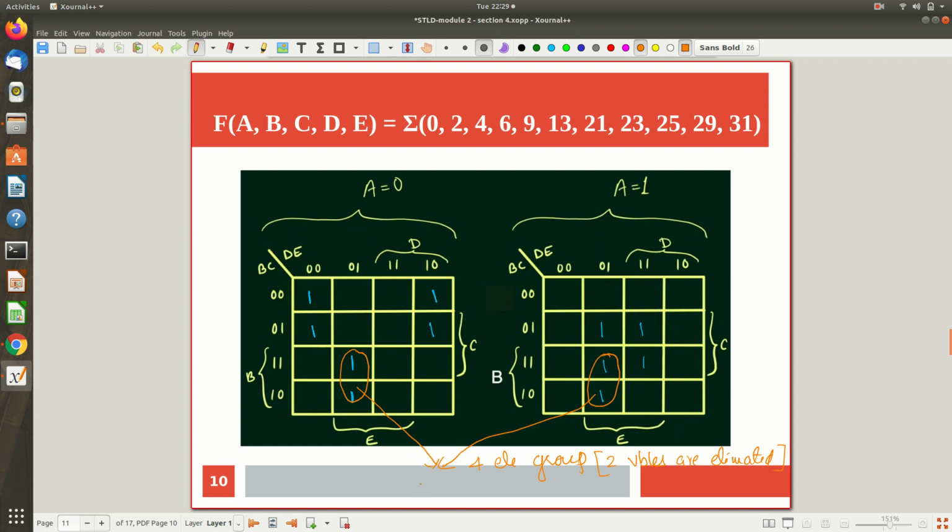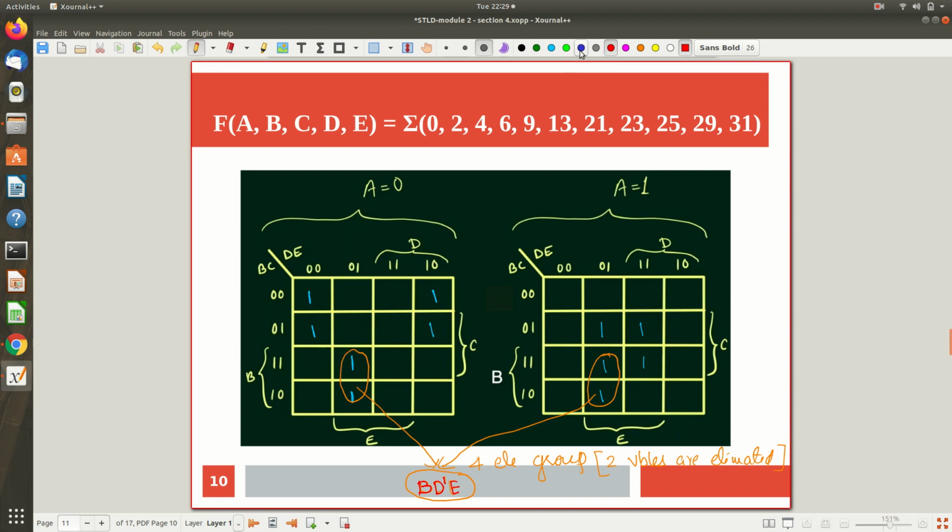So what remains is this B, which remains as it is, and across the column that is fixed again, that is D dash and E. See the top, D dash and E. Okay, so this is the term corresponding to this one. It's very important. Keep that in mind. So the particular term is B D dash E. That is the first prime implicant I am getting.